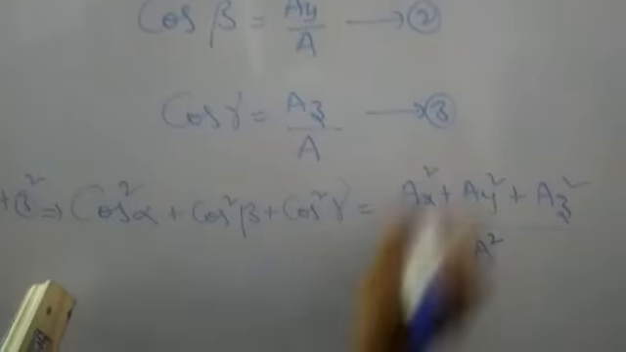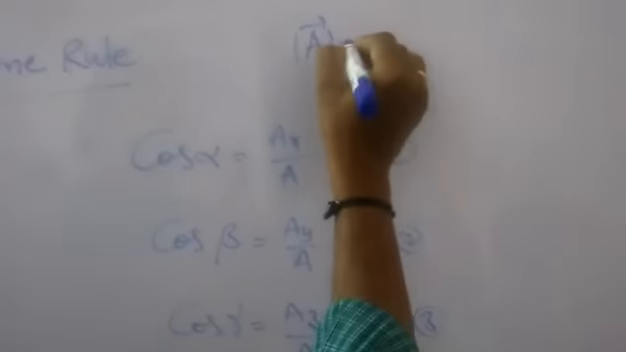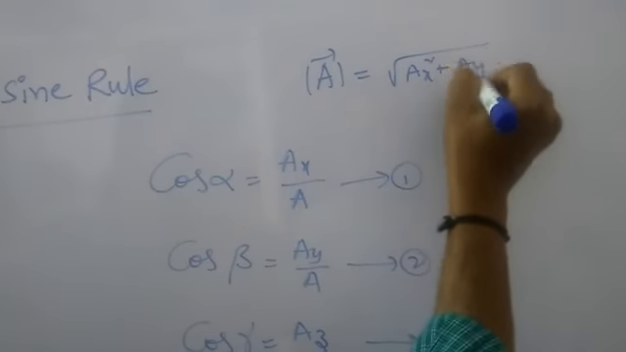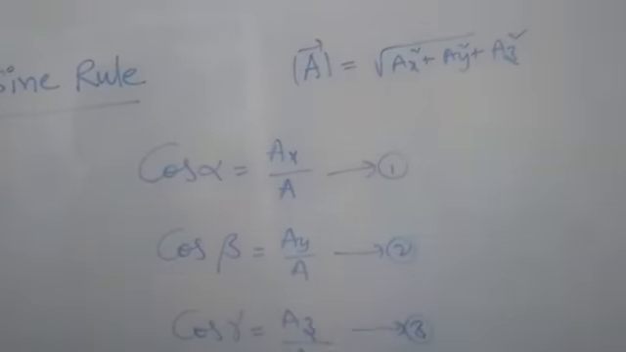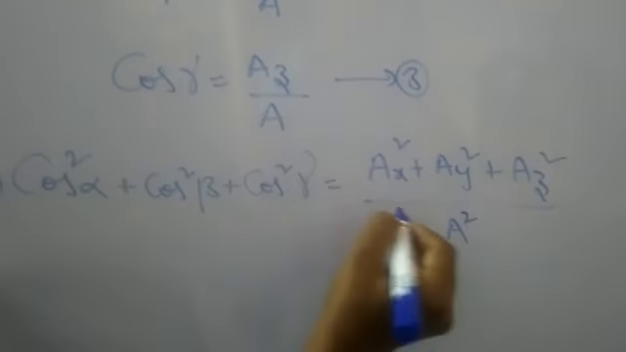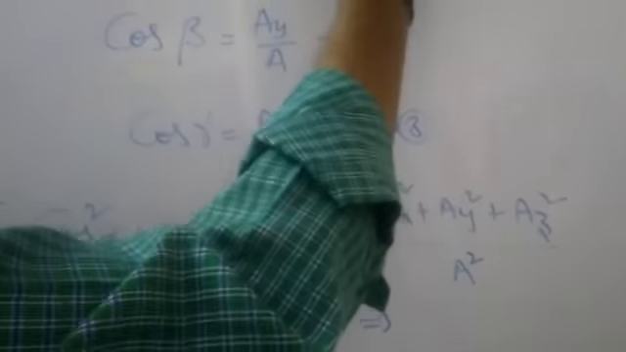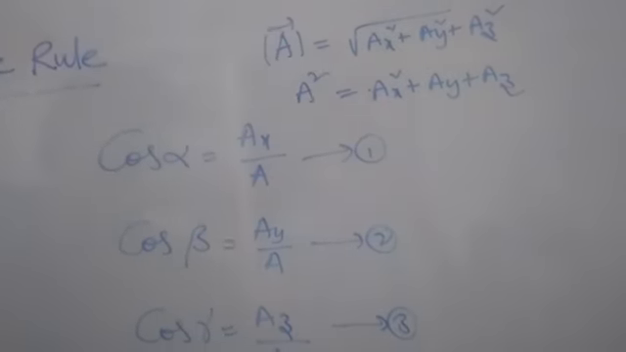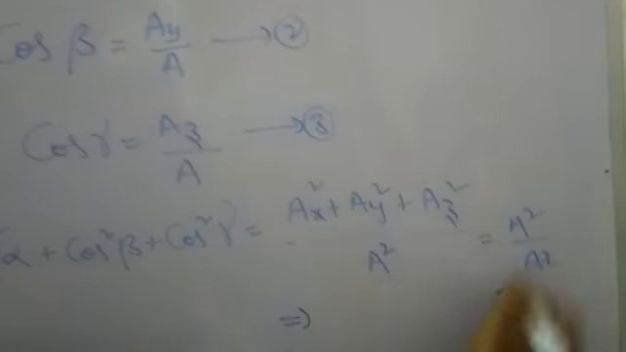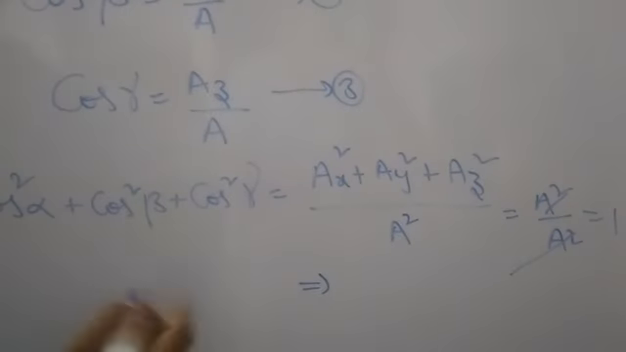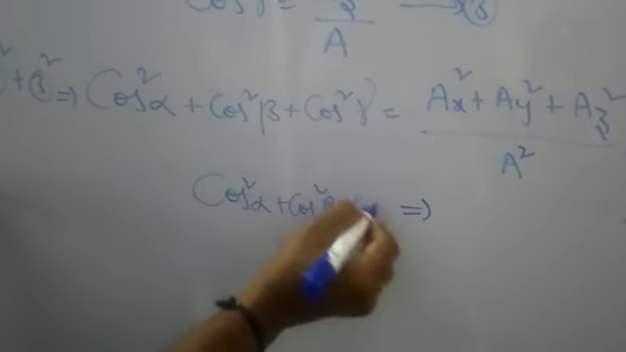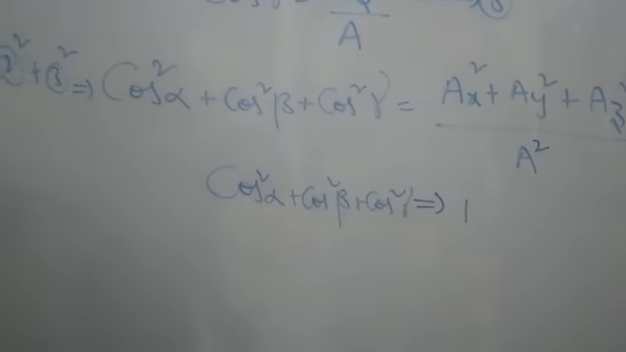The modulus of a bar is equal to square root of ax square plus ay square plus az square. So directly substituting this value here, you will get A square is equal to ax square plus ay square plus az square. Therefore A square divided by A square gets cancelled to 1. So cos square of alpha plus cos square of beta plus cos square of gamma is equal to 1.